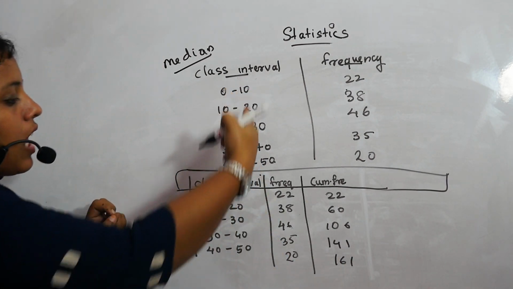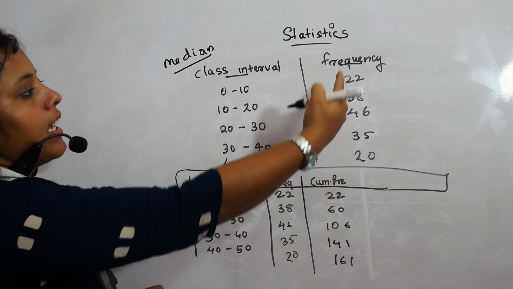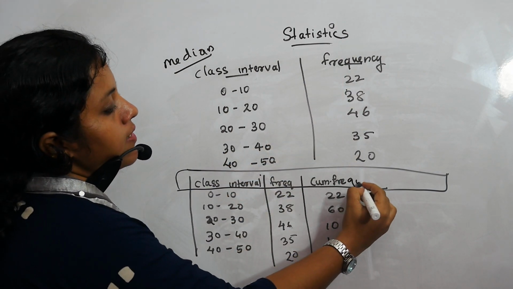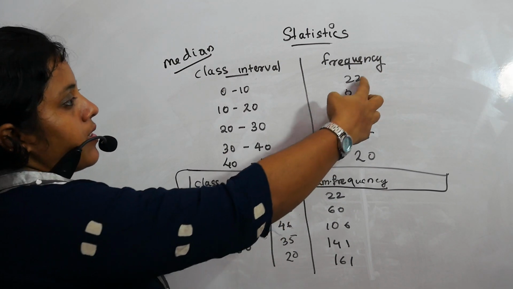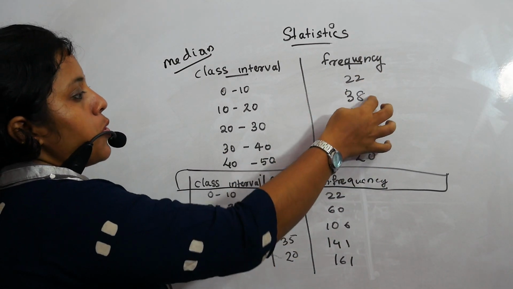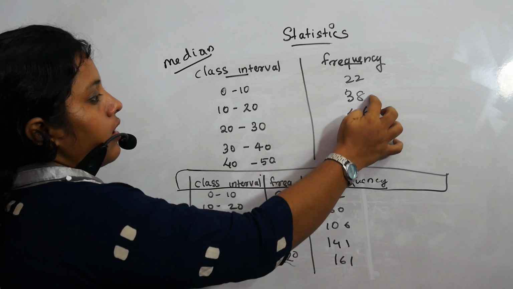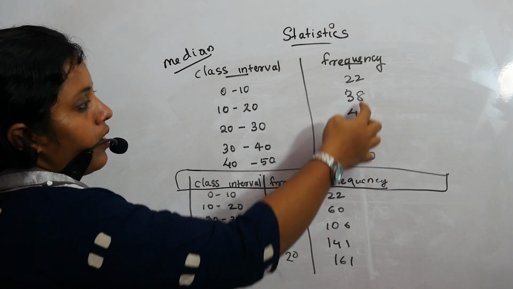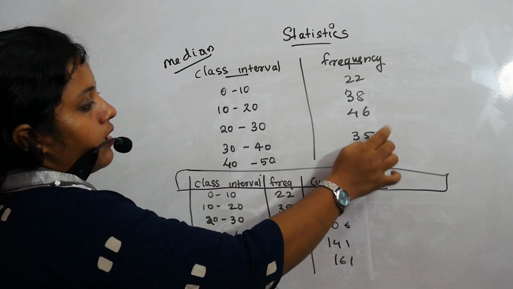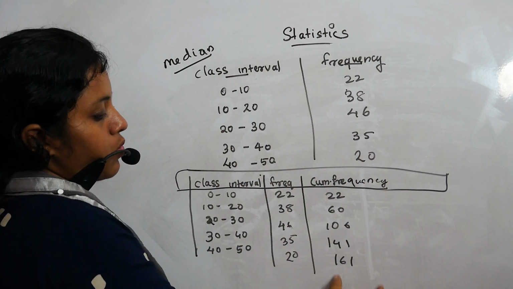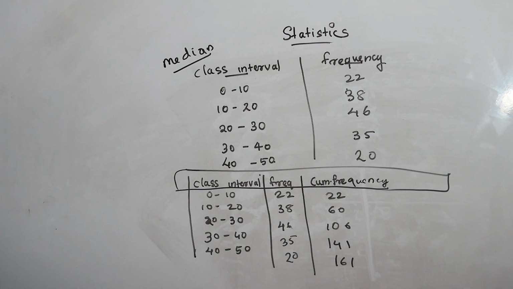I am writing the class interval again, the frequency again, then the cumulative frequency. What is cumulative frequency? Just adding the frequencies. First it's 22 itself, then 22 plus 38, then all these three, 106, then this 106 plus 35, then 20 plus this one. So I am writing like this.